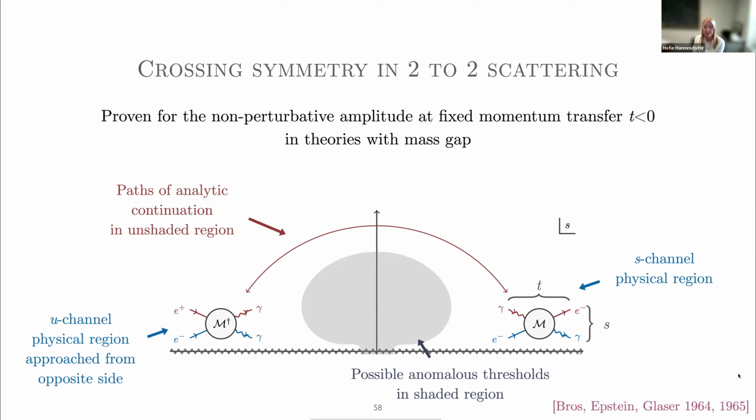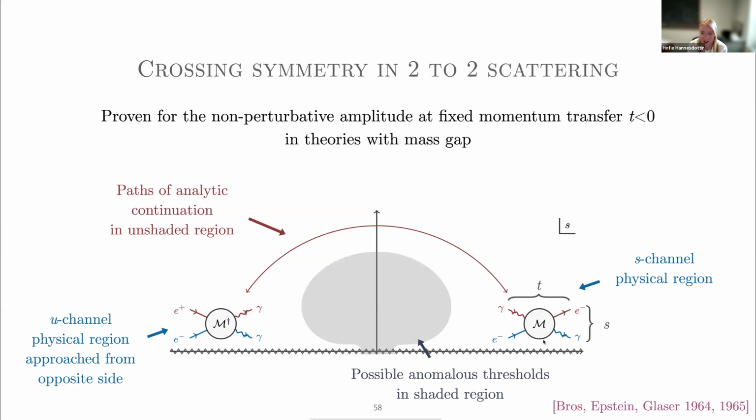And what happens is that we have a process up here. This is in the complex s plane, and I've taken s to be the Mandelstam invariant for the sum of these two momenta, the red and blue, on this diagram here on the right.